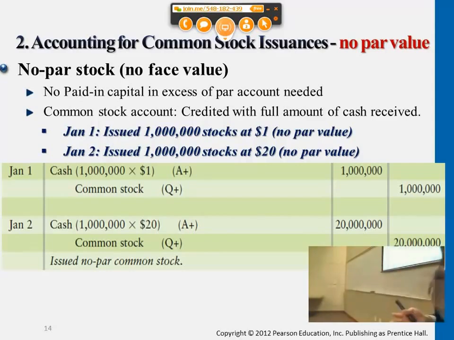Okay, because there's nothing to compare against. When we use the paid-in capital, the premium account, we were comparing market price and face value. But in this case, if the company doesn't have a set face value, then there's nothing to compare against. Everything goes into the common stock account.